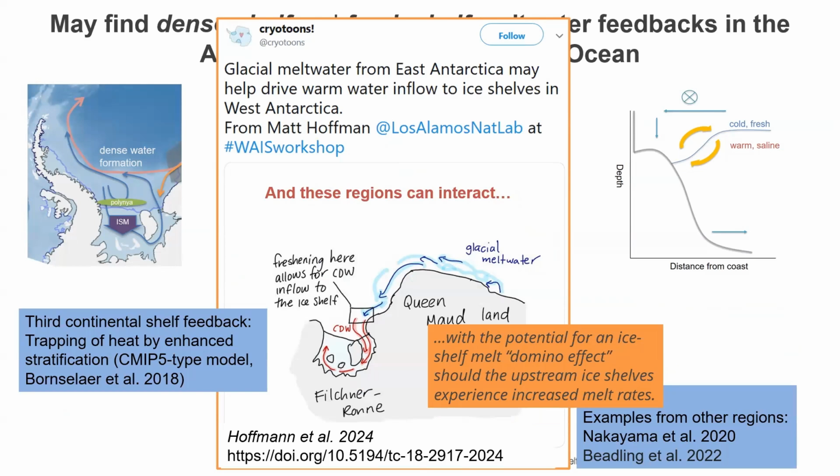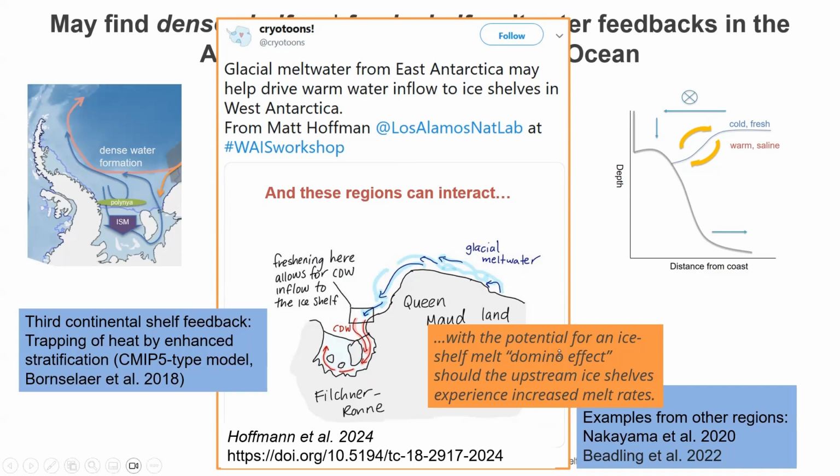It makes it even more difficult to understand, because suddenly stuff that's happening on the one side of the border is affecting what's happening on the other side of the border. They call this a potential domino effect, with upstream ice shelves experiencing increased melt rates, then downstream ice shelves could follow after. Examples of interregional interactions of meltwater have been put forward by other people. Yoshi and Rebecca wrote some papers about that.